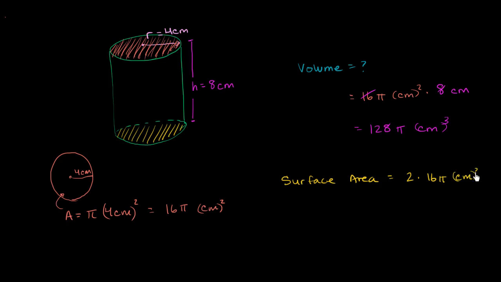I'll keep the units still. So that covers the top and the bottom of our soda can. And now we have to figure out the surface area of this thing that goes around. And the way I imagine it is, imagine if you were trying to wrap this thing with wrapping paper.